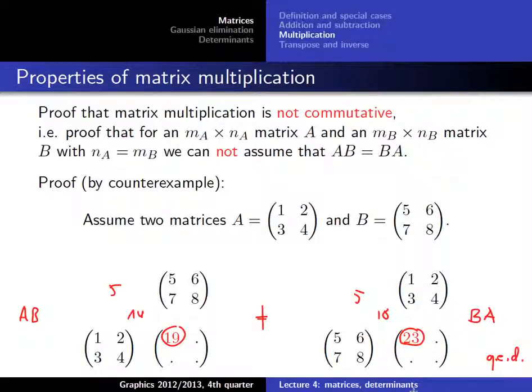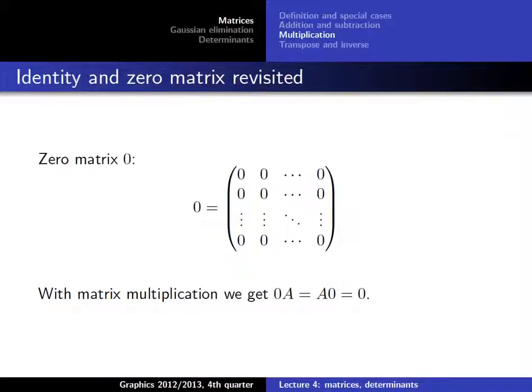QED, by the way, stands for Quod Erat Demonstrandum. It's Latin, and mathematicians usually write this at the end of a proof, and it means this is what has to be shown. Actually, I don't know the English translation for it, but yeah.